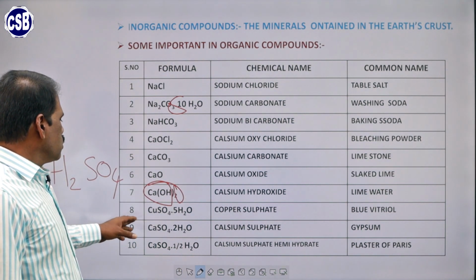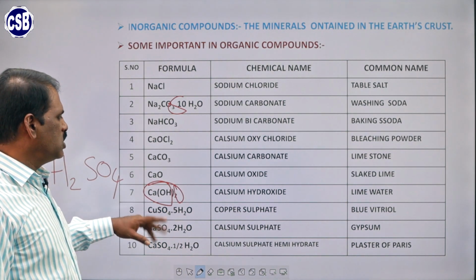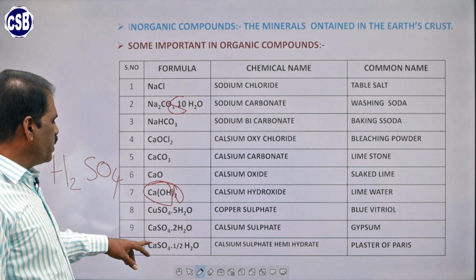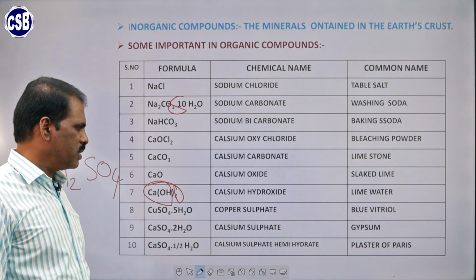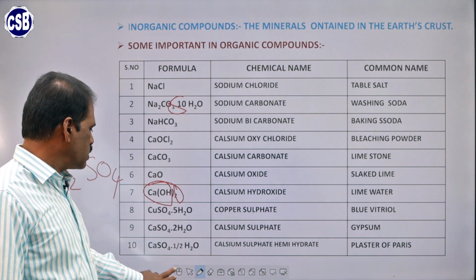Okay. So calcium sulfate is known as gypsum. From gypsum we get calcium sulfate hemihydrate, that is known as plaster of Paris.